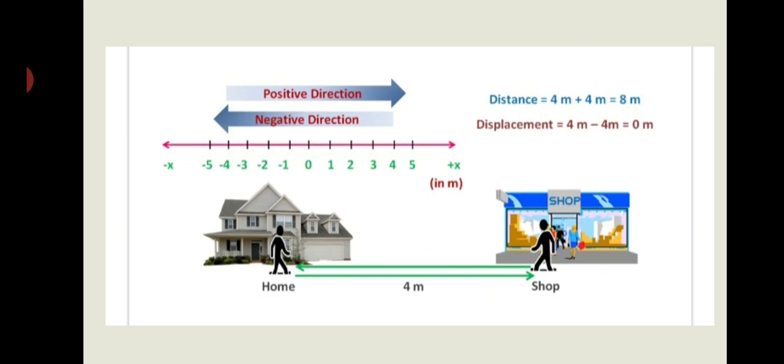Now we calculate displacement. He travels 4 meter up to the supermarket, that is plus 4 meter, and returns home 4 meter, again 4 meter, because in the opposite direction we take it as minus 4 meter. So the total displacement is 4 meter for going and 4 meter for returning to the initial position. So initial position and final position, the difference is 4 meter minus 4 meter, which is equal to 0 meter.